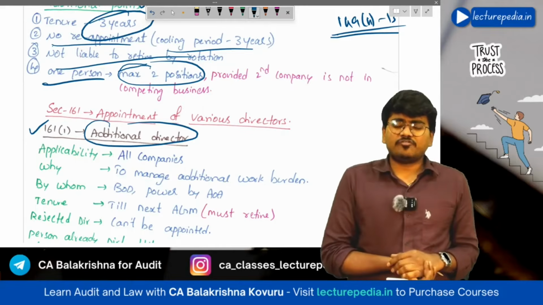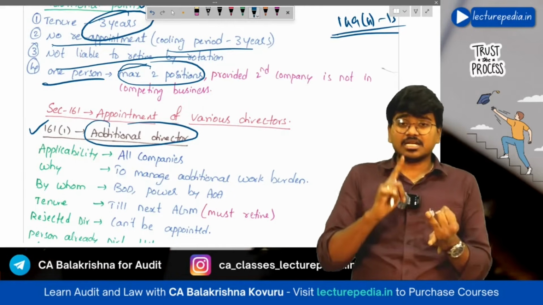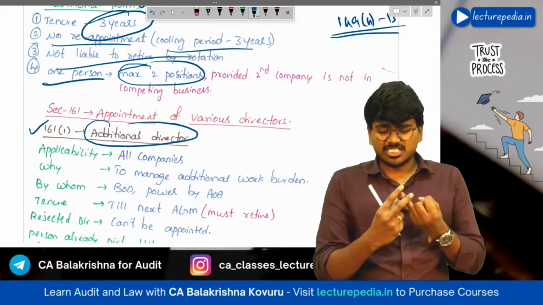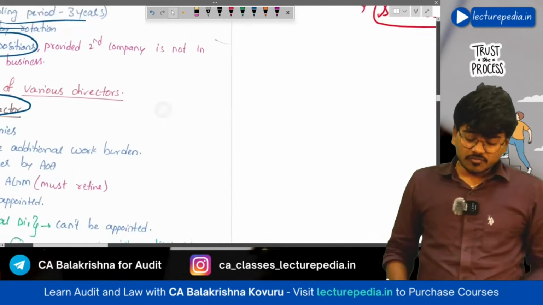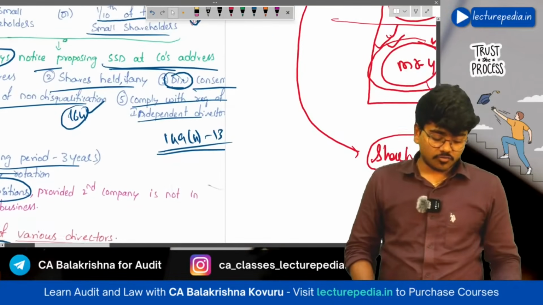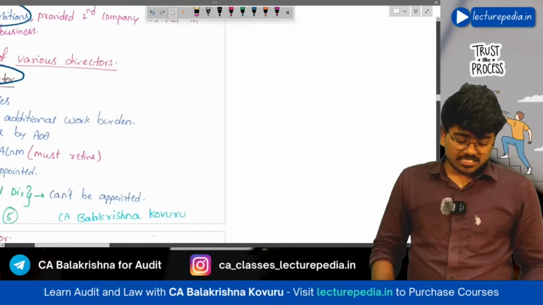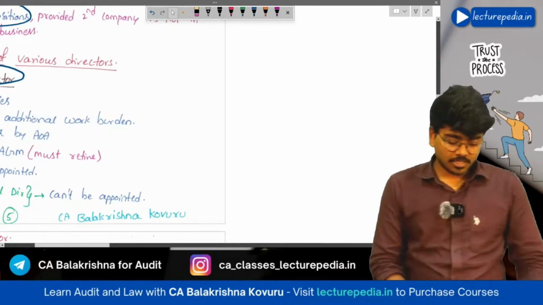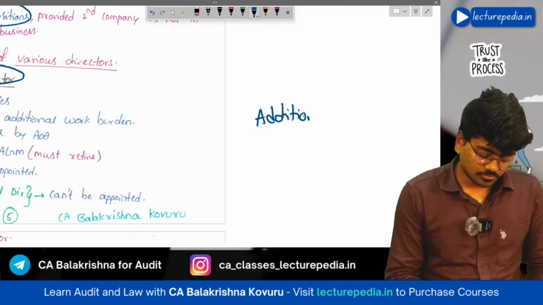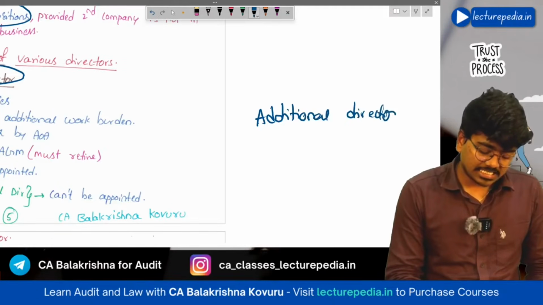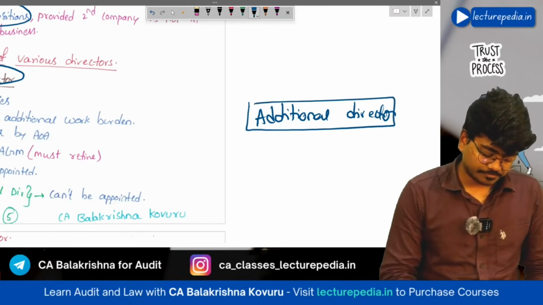Generally students will be confusing between additional director and alternate director. You need to be clear between these two types of directors. So first of all, understand the purpose of those directors. If you understand the purpose, there will not be any confusion. Additional director. Now, why will an additional director be appointed?